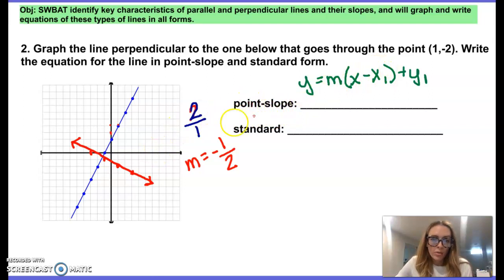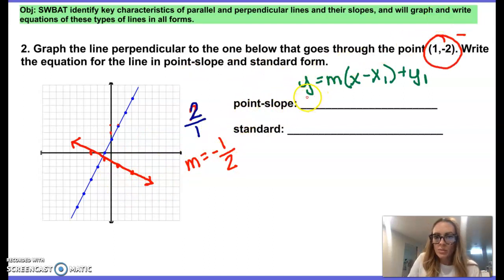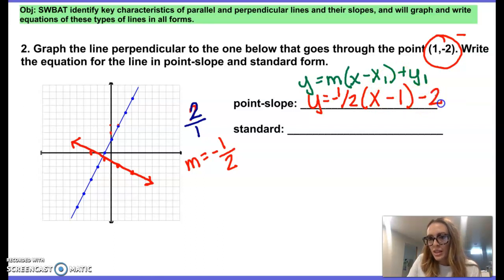So when we talk about the point slope form of this guy, we've got our slope right here, and we have a point that they gave us, and we're going to use that right there. So this one becomes pretty easy if we remember the form. Y equals -1/2 x. Our x point is 1, so it'll be -1, and our y point is -2, so it will stay true to its sign since the formula is a plus sign there.